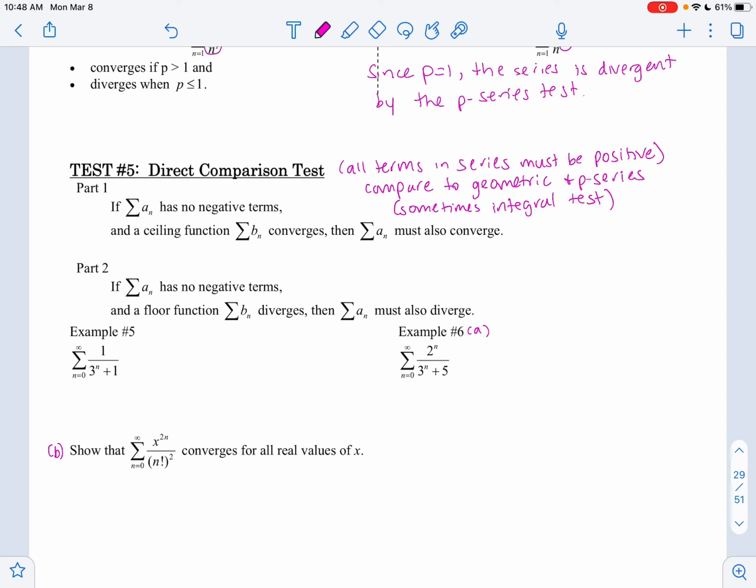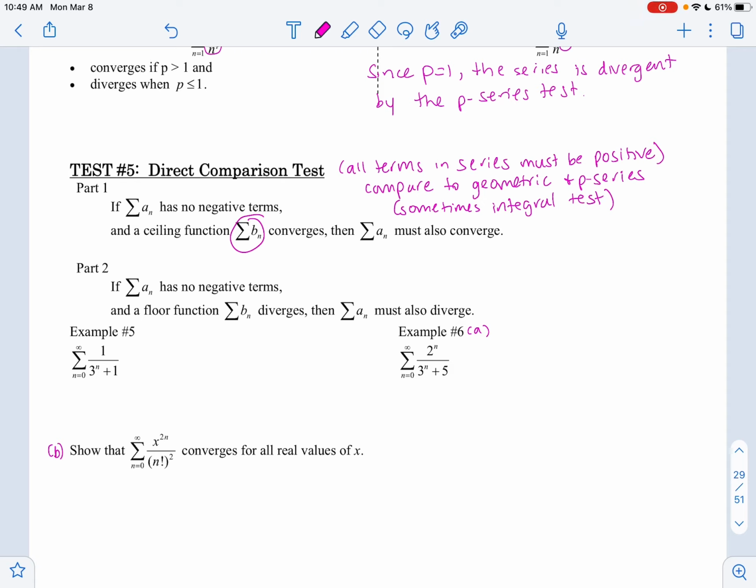Okay, part 1 of this says that you have no negative terms. There's a ceiling function, which is going to be your series B with the general term b sub n, and then you have a conclusion that you're making. This is the one that you have the most information on, the geometric or P series, and that happens to be the ceiling function. It's above you, and it converges. So if you're under that ceiling function and above the x-axis, think of the x-axis as the floor, you're standing on that, and the ceiling converging means that you're going to converge or collapse to the ground as well. So that's the conclusion you're going to make.